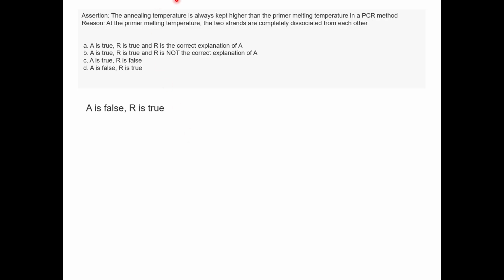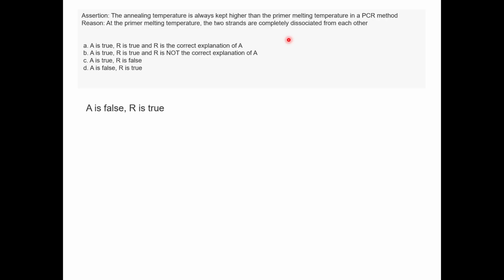Next is the assertion and reason. The annealing temperature is always kept higher than the primer melting temperature in a PCR method. This is the assertion, and the reason is at primer melting temperature, the two strands are completely dissociated from each other. So A is false, definitely, because annealing temperature is not kept higher, but it's kept a little lower than the primer melting temperature, as we discussed in earlier topics also.